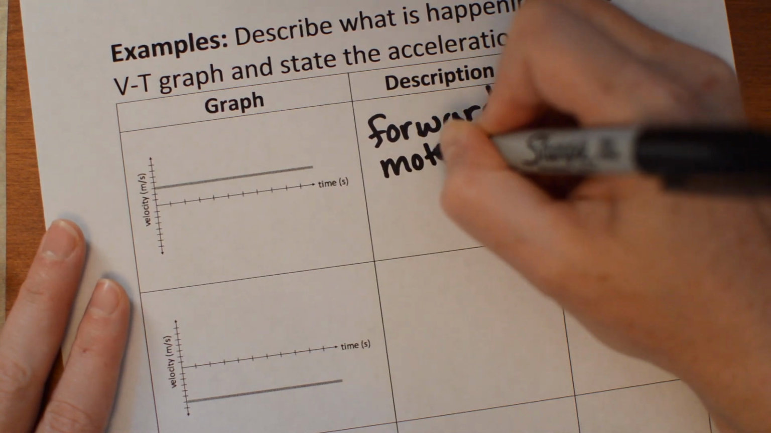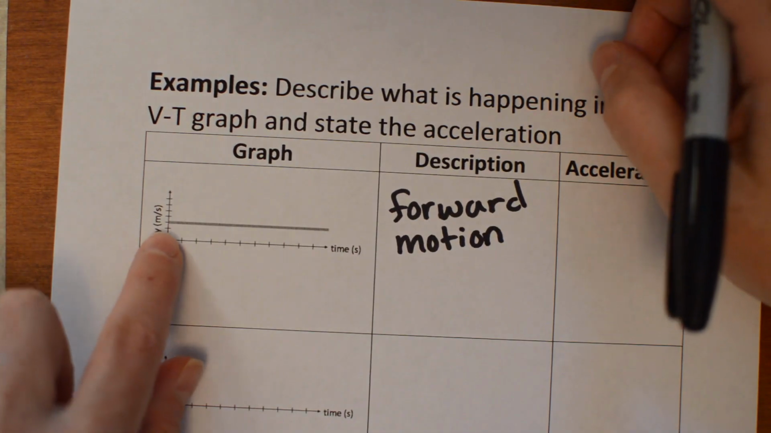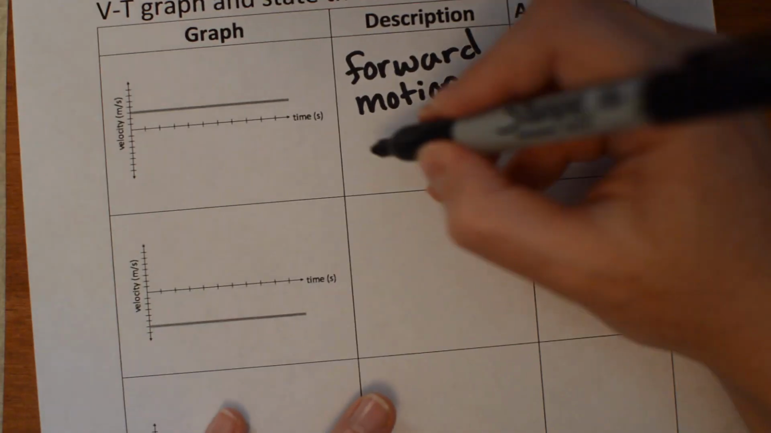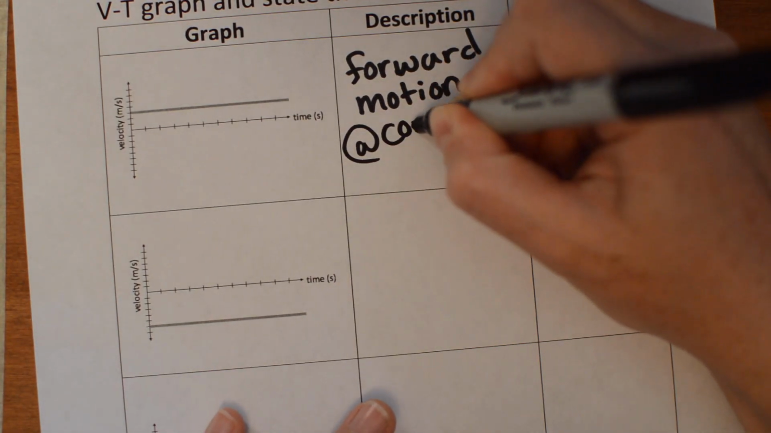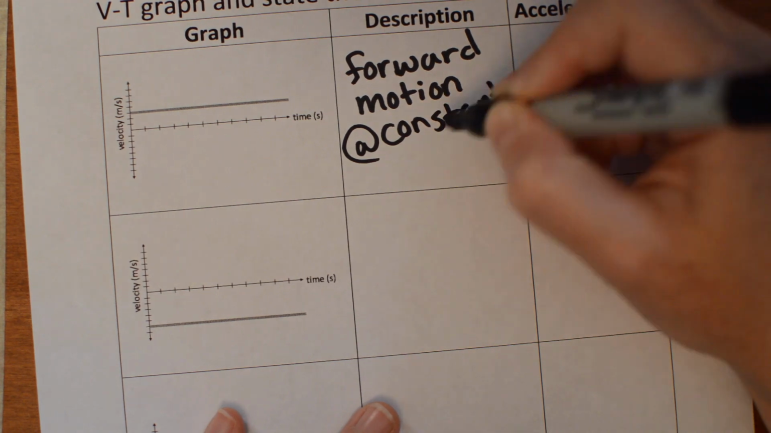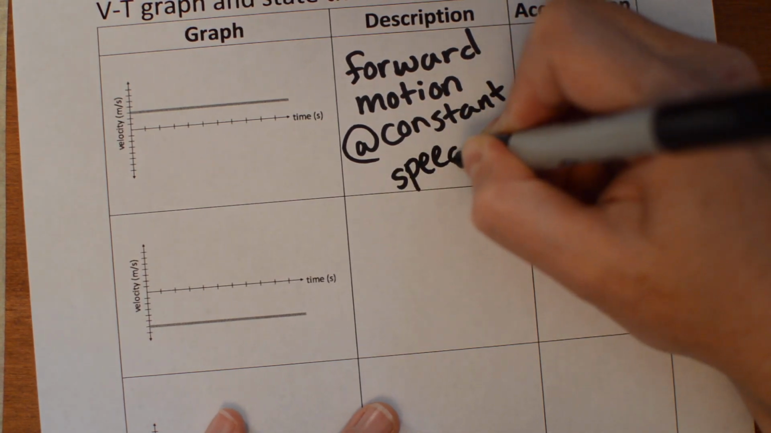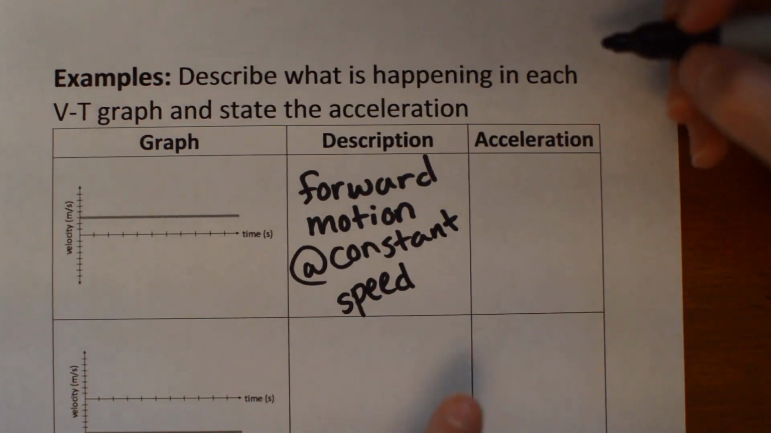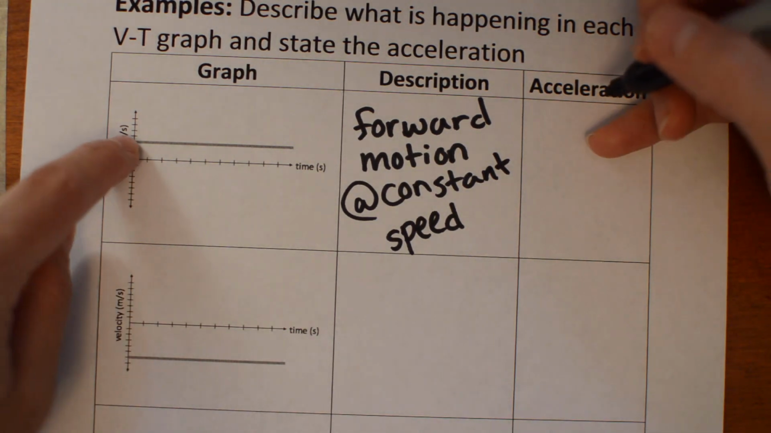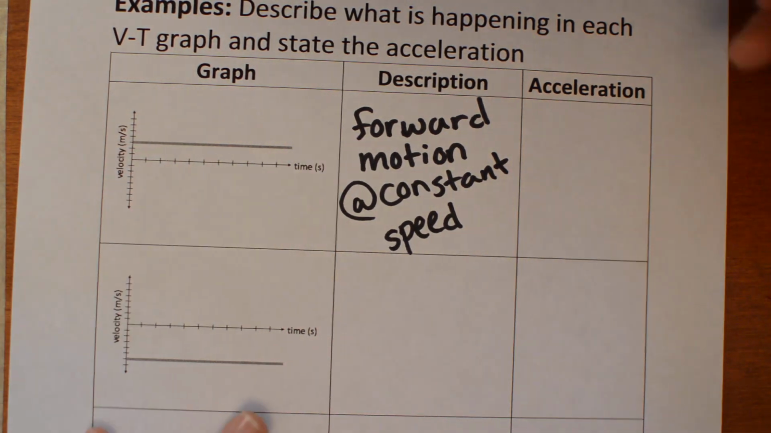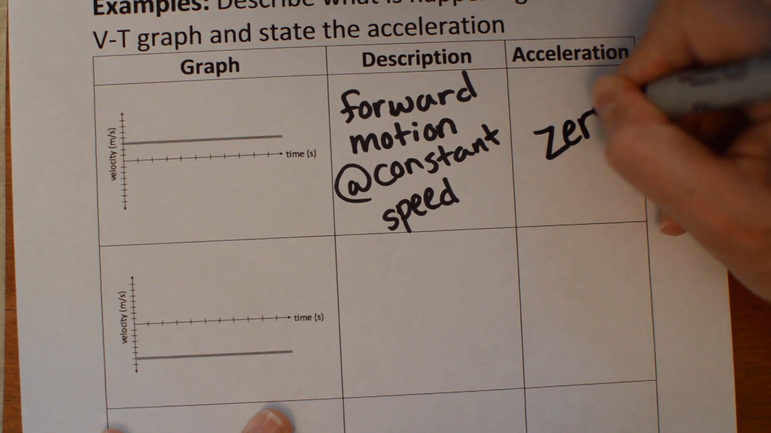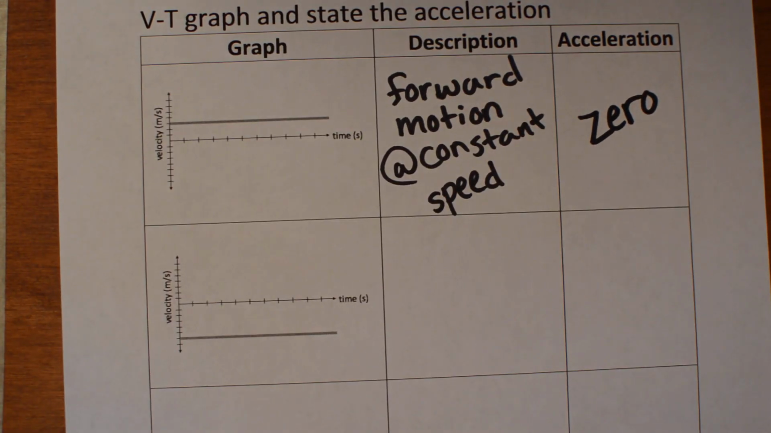So forward motion. And notice how the velocity is not changing. It's a horizontal line here. So that's at constant speed. Constant speed, constant velocity forward. All right. The acceleration here is the slope of that line. Notice the line is horizontal, so the slope is 0. There's no acceleration here. It's constant speed. You're not speeding up, not slowing down.